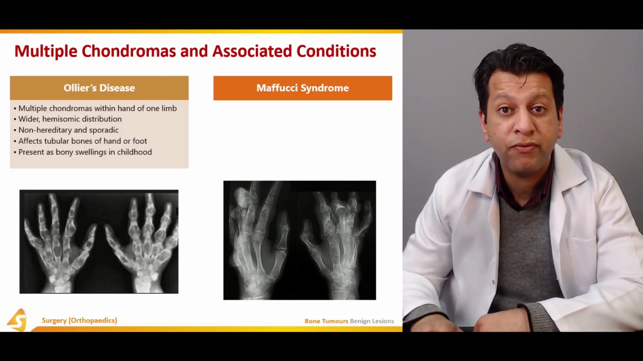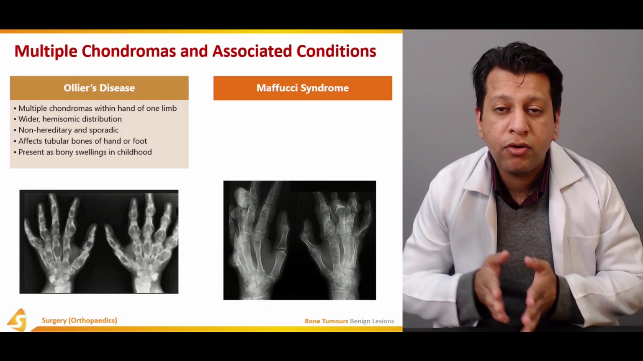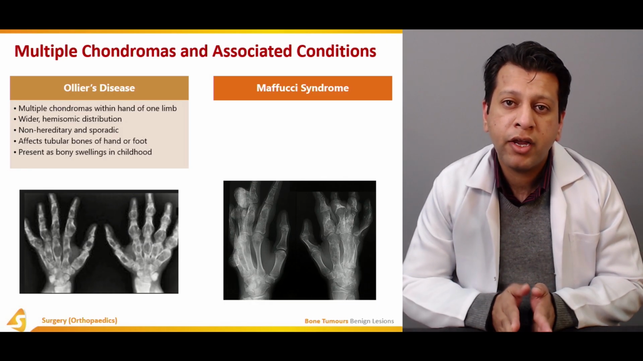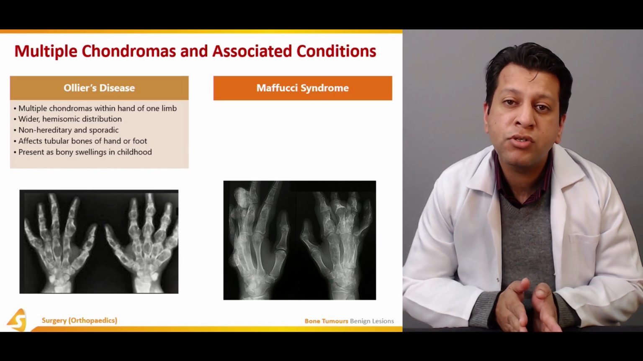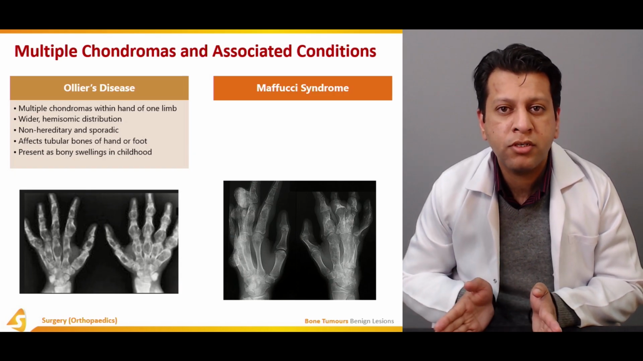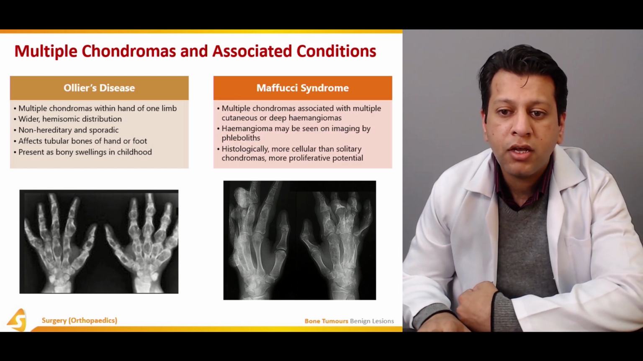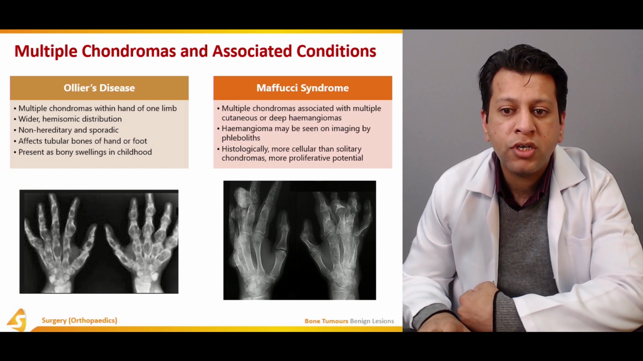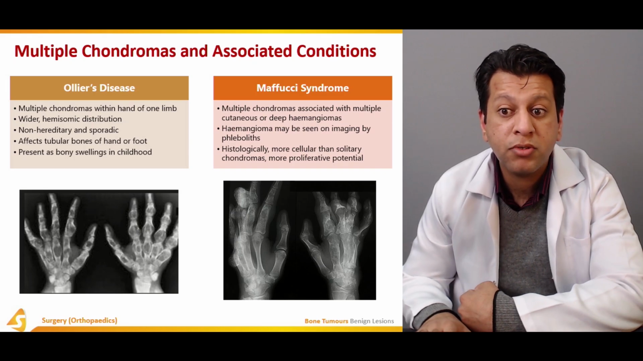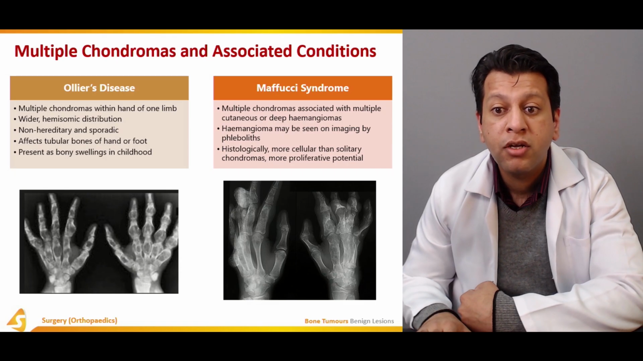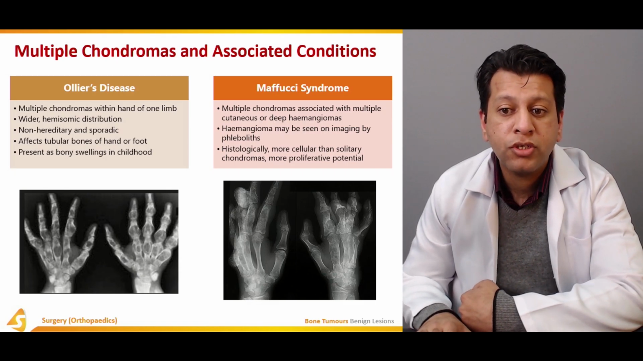The next is Maffucci syndrome. Now, multiple enchondromatosis of the hand is Ollier's. Multiple enchondromatosis associated with hemangiomas is Maffucci syndrome. So they are multiple chondromatosis associated with multiple cutaneous and deep hemangiomas. Hemangiomas may be seen on imaging as phleboliths. Histologically they are more cellular than solitary chondromas, with more proliferative potential.